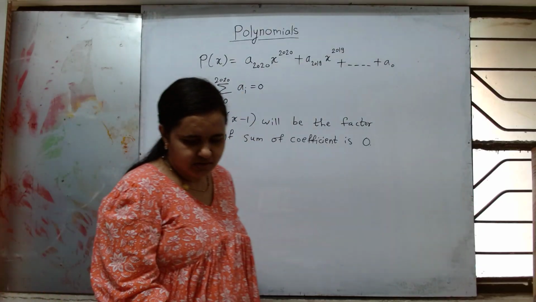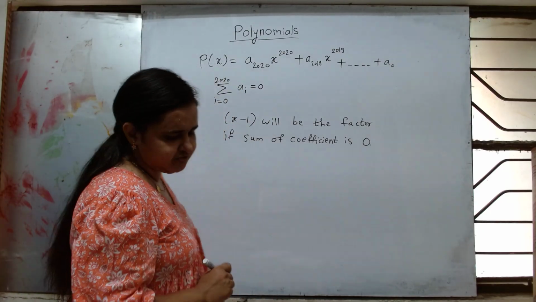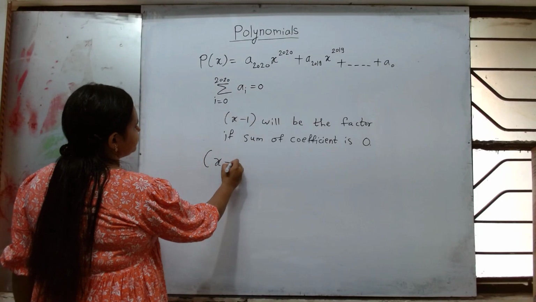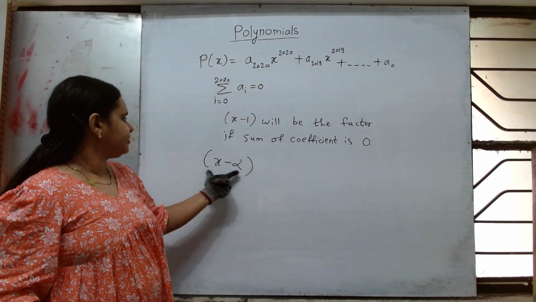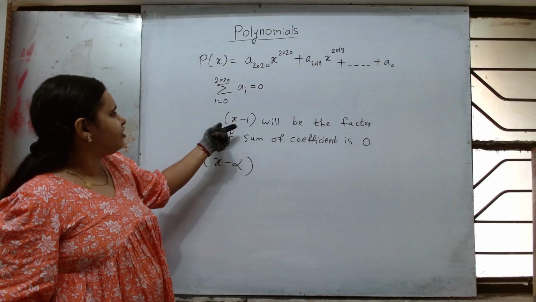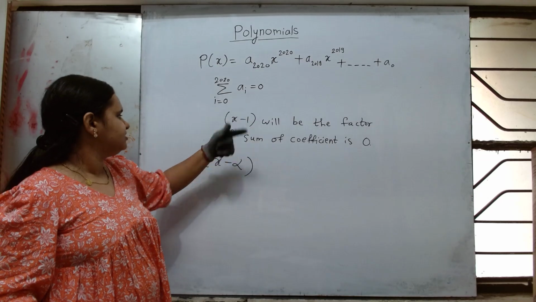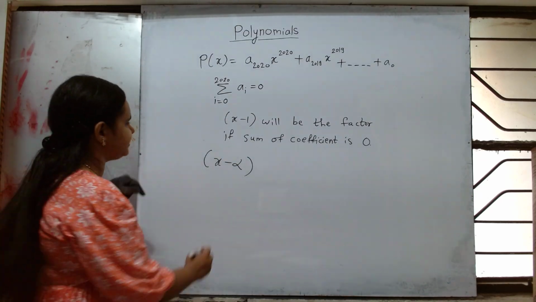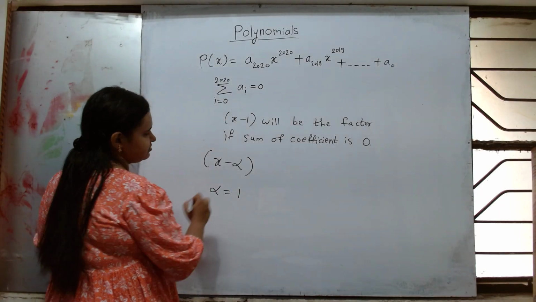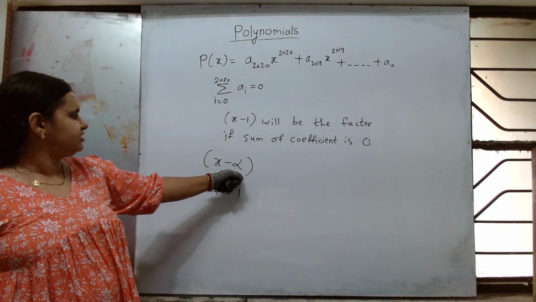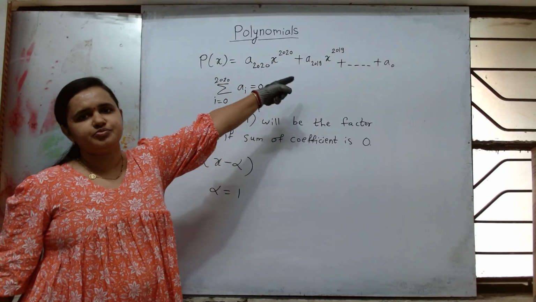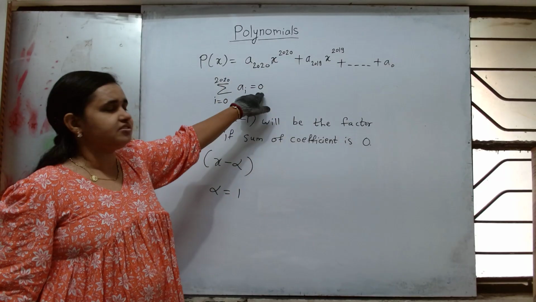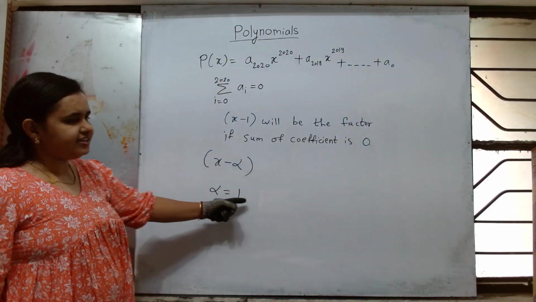Okay. Now what is given? x minus alpha is given as the factor, and we have found that x minus 1 is the factor. So from this, can we say that alpha is equals to 1? Yes, because x minus alpha is the factor, and we have found that x minus 1 is the factor of this polynomial as sum of coefficients is 0. So alpha is equals to 1.